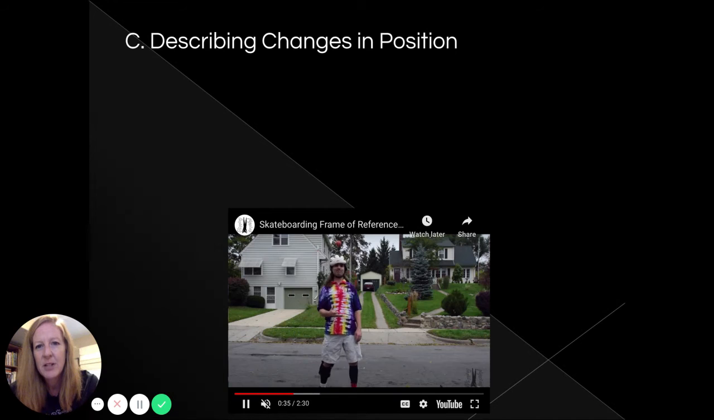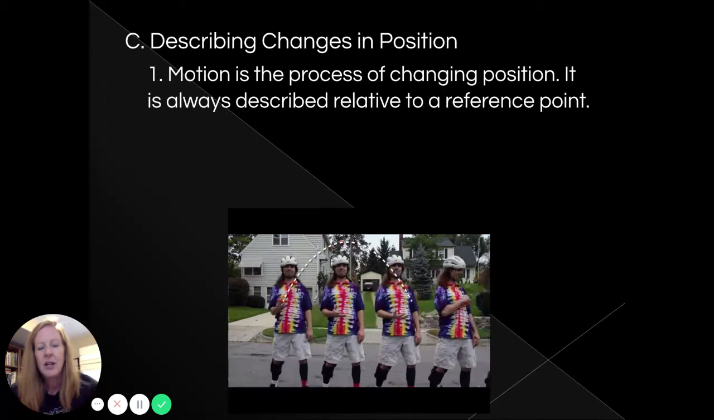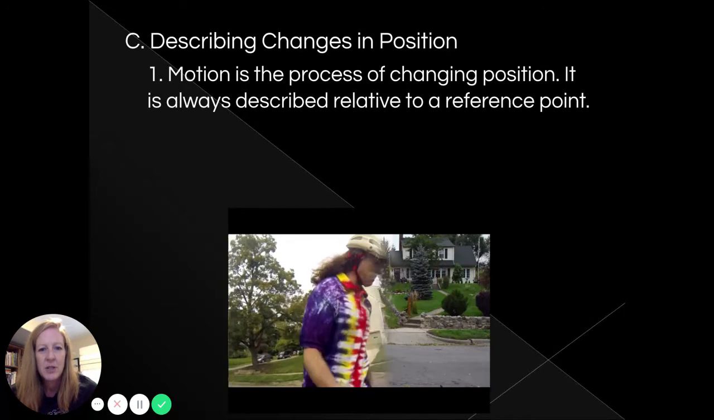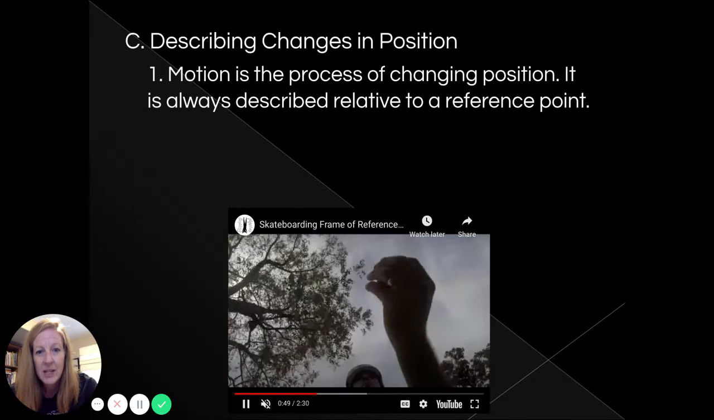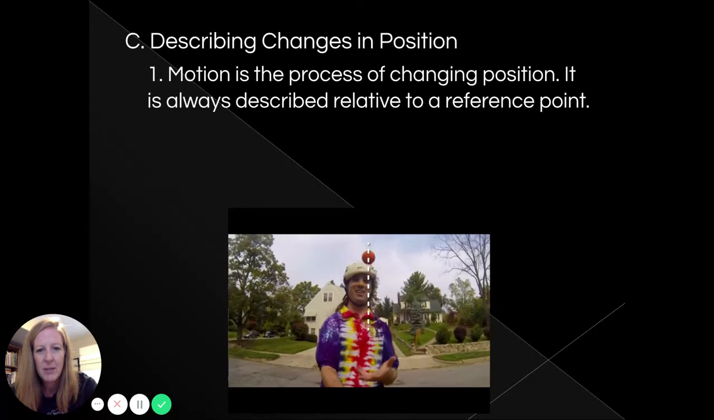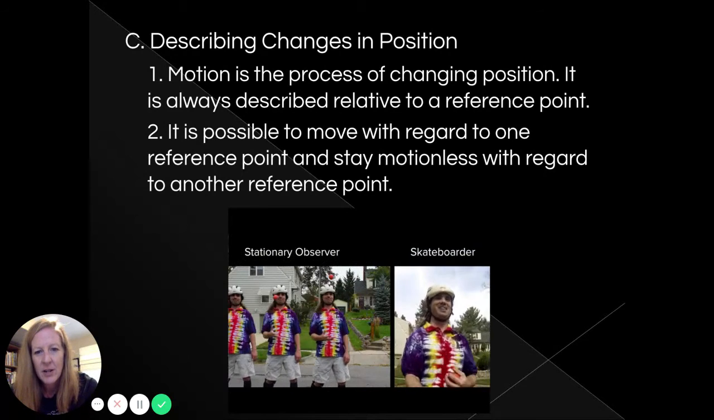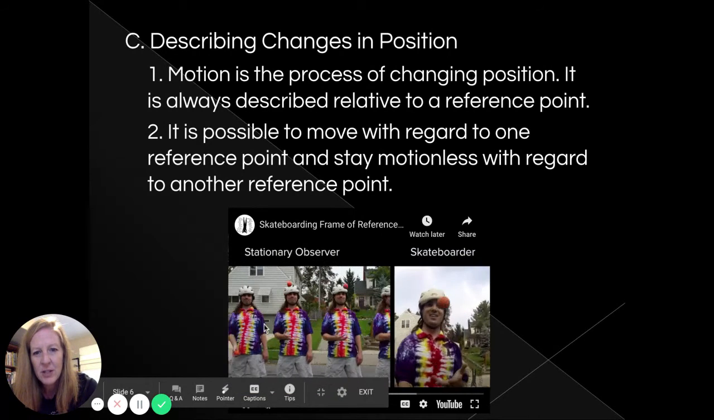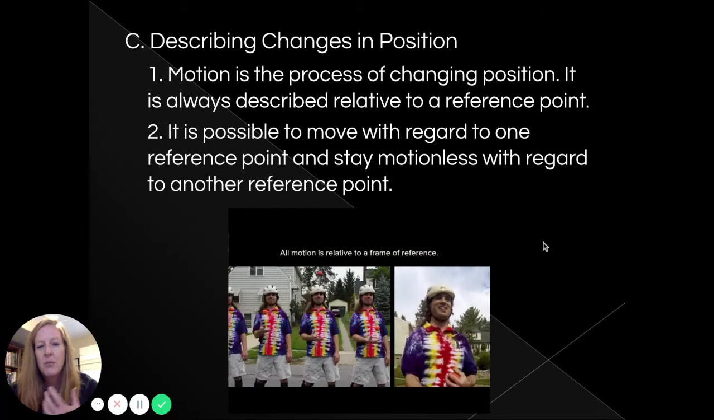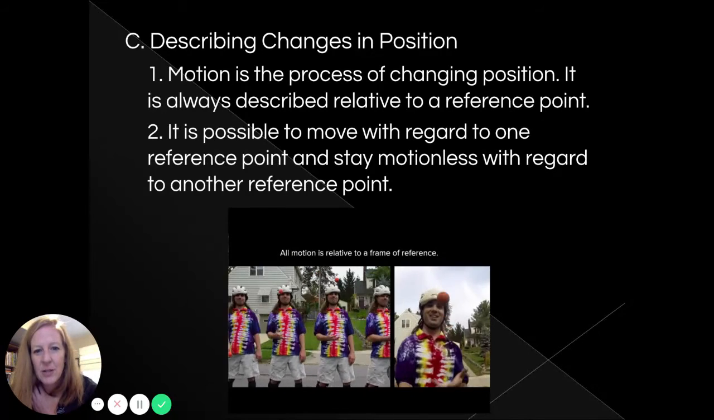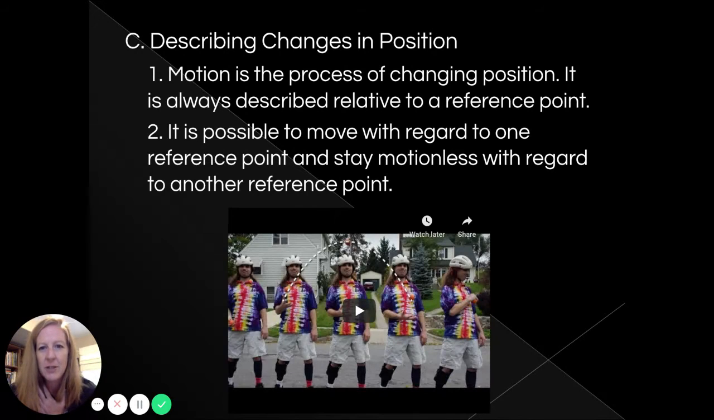Next, we've got describing changes in position. Motion is the process of changing position. If we see this guy on his skateboard, and he's looking at the ball, it looks like the ball is going straight up and down. But if I'm watching him, it looks like the ball is traveling in a curved arc. That's because there are 2 different frames of reference, either from an onlooker or from the actual individual.